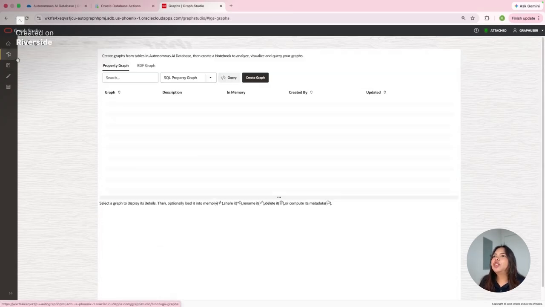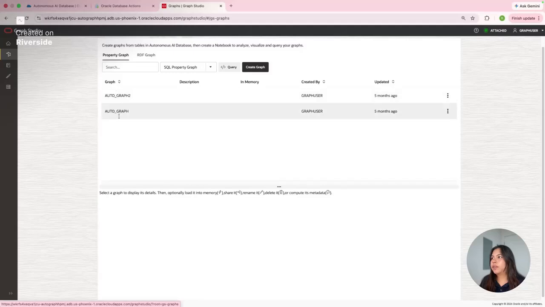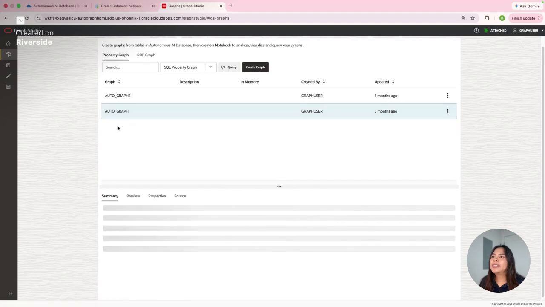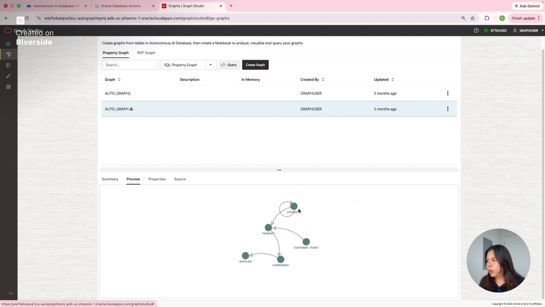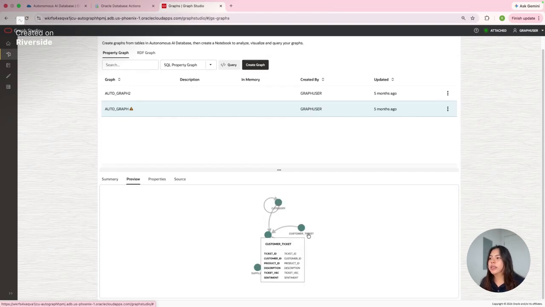So let me show you really quick how this graph looks. I actually have two different graphs because I like testing two different things. But this is the original graph that I created for this demo. If we take a look at the preview, we're able to see how we have our categories referencing back to categories because we have subcategories in categories. Then we have our products connected to customer tickets, products also connected to components and suppliers.